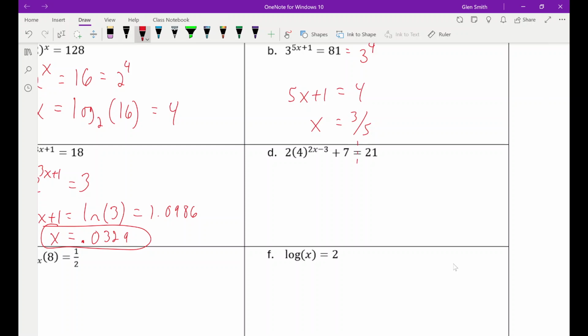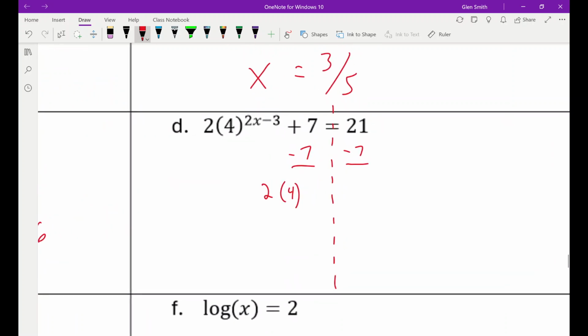If you want to solve this one, we got this exponential over here, okay, so we see that x is up in the exponent. Going to have to use a log, but we got to get the exponential thing by itself first. So we're going to do -7 on each side, and we're going to divide by 2 in a second as well, okay? So it's 2 times 4 to the power of 2x minus 3 equals 14, and then we're going to divide that by 2, and that's going to give me 7 here, like that.